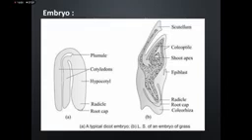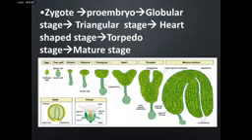While in the case of the monocot embryo, it is more complex than the dicot. It has a sheath surrounding the shoot apex and radicle. That is, coleoptile is a sheath that covers the shoot apex, and coleorhiza is a sheath that covers the radicle. And scutellum is the only cotyledon present in the monocot embryo.